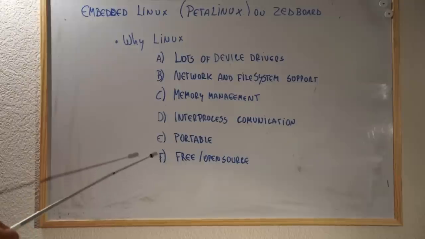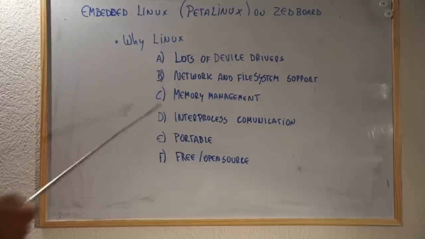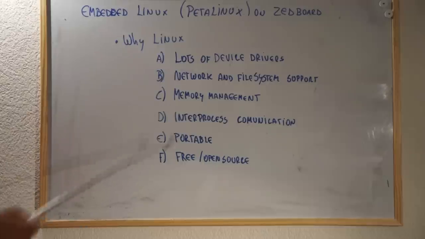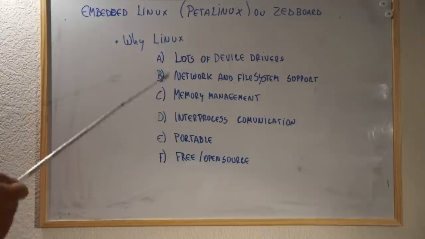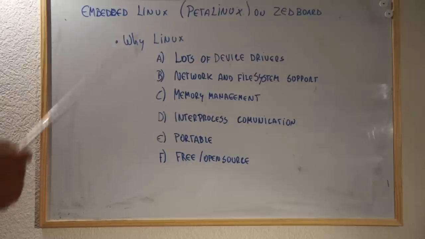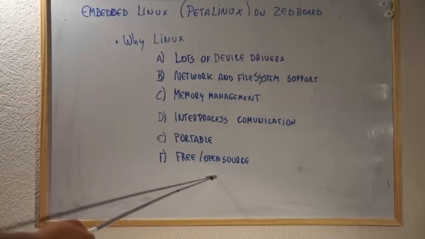Portable, this means, for instance, Linux works on Android devices, on x86 computers, and in your embedded system, which is composed of an ARM, okay? Also, MicroBlaze is supported by Linux. So, just a simple system with enough RAM, around 48 megabytes of RAM, can already run Linux, okay? And it's free and open source, okay?